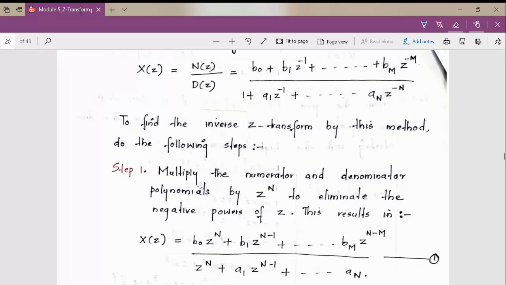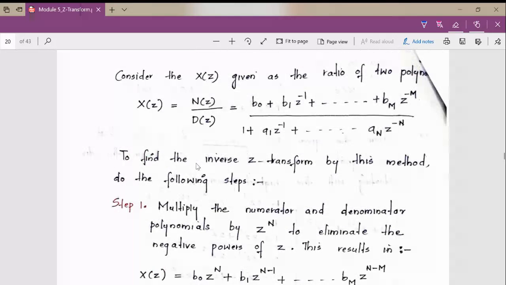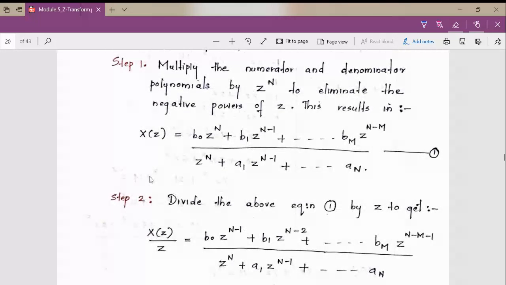So the first step is to multiply the numerator and denominator polynomials by Z raised to n to eliminate the negative powers of Z. If in our question X of Z is given in negative powers of Z, we have to eliminate the negative powers and rewrite it in positive powers of Z, by multiplying by Z raised to n, where n is the highest power number given in the polynomial.